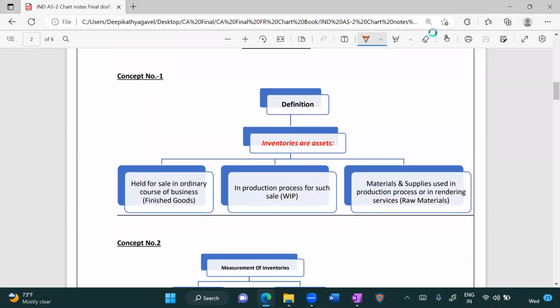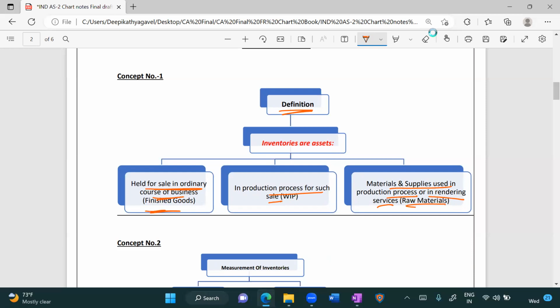So the first concept in the standard Ind AS 2 Inventories is the definition, right? The definition says that inventories are assets which are held for sale in the ordinary course of business, which is nothing but your finished goods, okay? Or they can be in production process for such sale. That is nothing but your work in progress, right? Or they can be materials or supplies which are going to be used in the production process or in rendering services, which is nothing but raw material.